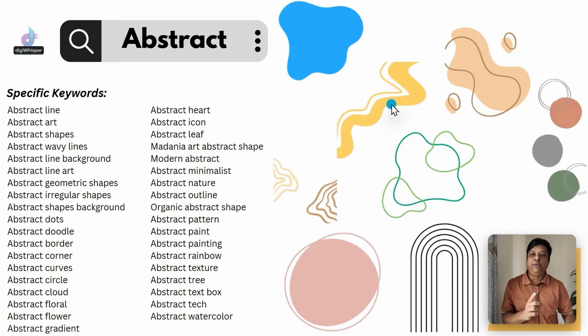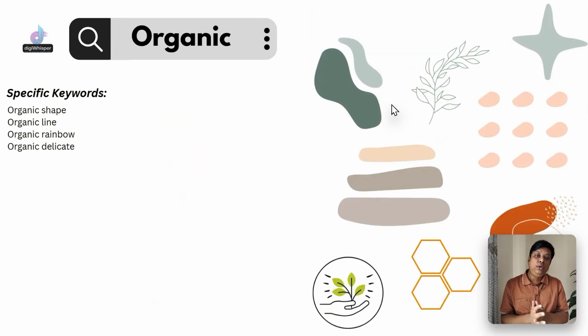Here you see this type of element is called abstract. If you need more specific, you can search abstract line, abstract art to get exactly this type of element in your canvas. And next one is organic. If you need this type of element, you need to type organic. Or if you need more specific, you can search organic shape, organic line, organic rainbow, or organic delicate. This type of keyword to get exactly this type of elements.